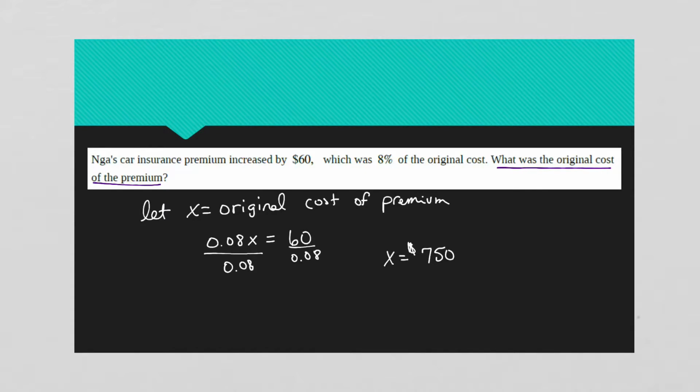Okay, so that was the original cost of her premium, and her premium increased by $60. So keep in mind that the question that they could have asked was, what is the new premium? And at that point you would tell me 750 plus 60, which is $810. But that's not what the question asked. I'm just telling you that there are other ways that this question could be worded.